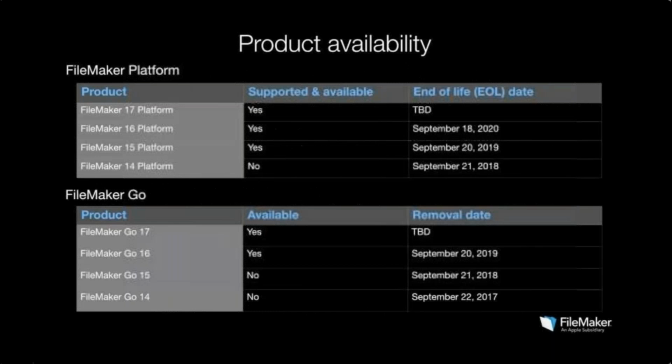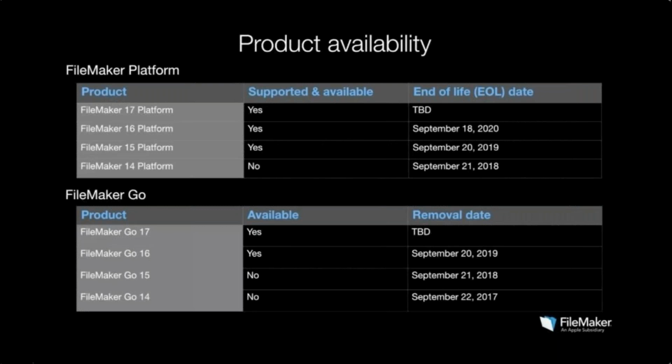Next, I want to talk about product availability. And first of all, what is product availability? Well, that is the ability to purchase, to receive technical support, to get replacement media, to get downgrade media, and downgrade license keys. So you can see the dates that we have either ended life of our products or we intend to. So you can see that on September 21st of this year, 2018, the end of life of FileMaker 14 was announced. And then you can see that for FileMaker 15, the end of life will be September 20th of 2019, and so on.